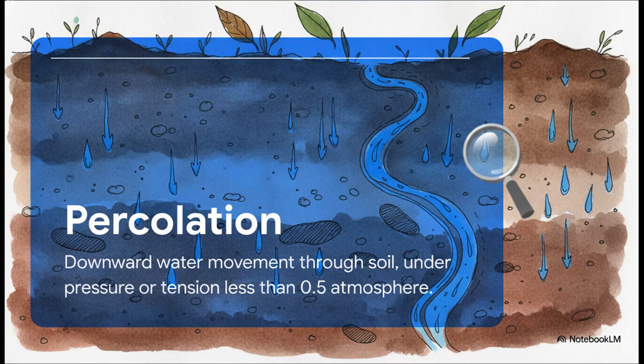Once the water actually makes it inside, percolation takes over. This is the downward movement through the bulk mass of the soil. It happens when water is under pressure or when tension is smaller than about half an atmosphere. Now, because evaporation and plant transpiration use up a lot of the entering water, percolation naturally tapers off the deeper you go. So the vast majority of percolation is happening right up in the top few centimeters, moving downward primarily through macropores in coarser textured soils.